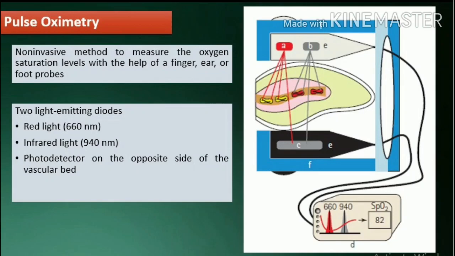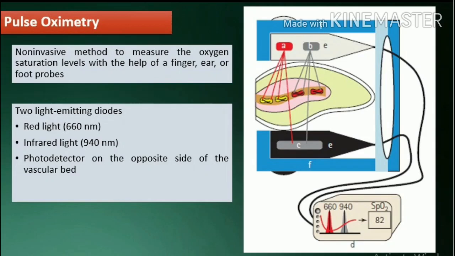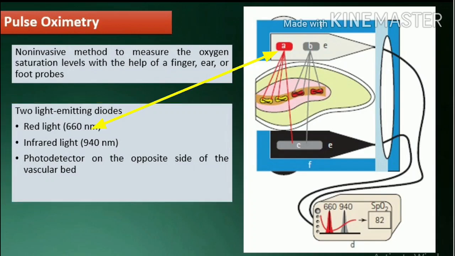Pulse oximetry is a non-invasive method to measure oxygen saturation levels during the administration of anesthesia or other medications, with the help of finger, ear, or foot probes. Principle: the pulse oximeter sensor consists of two light-emitting diodes, one to transmit red light, 660 nm, and the other to transmit infrared light, 940 nm, and a photodetector on the opposite side of the vascular bed.